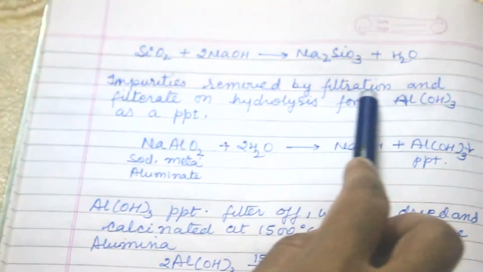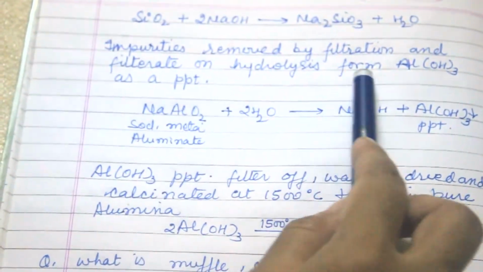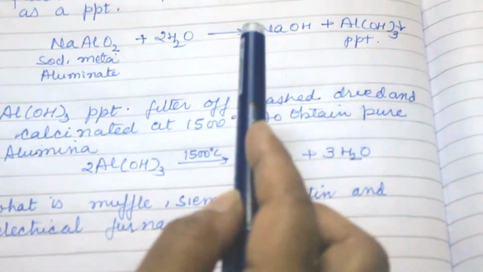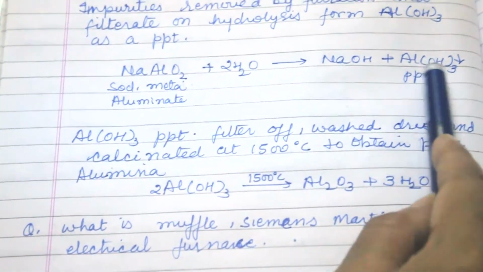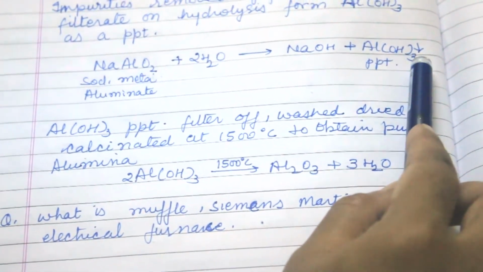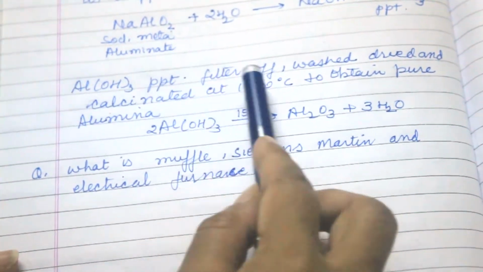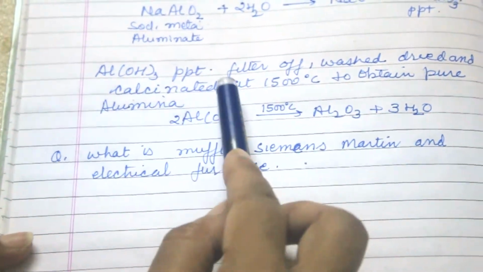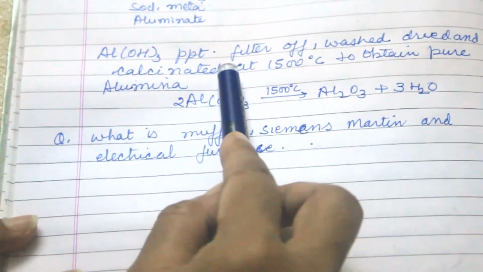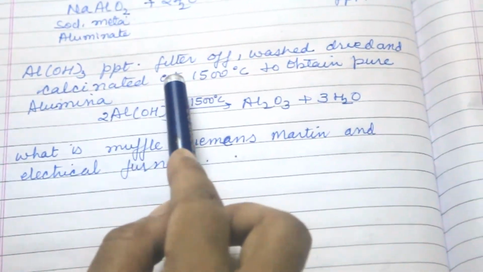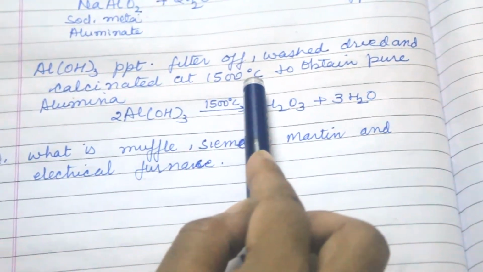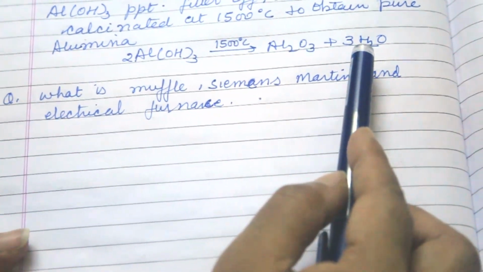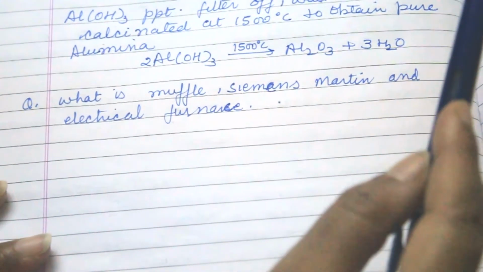These impurities are removed by filtration, and the filtrate on hydrolysis forms Al(OH)3 as a precipitate. This is the sodium meta-aluminate, and when it hydrolyzes it forms Al(OH)3 as a precipitate. Now this precipitate is filtered off, washed, dried, and calcined, that is, heated in the absence of air. Calcination means absence of air, roasting means presence of air. So it is calcined at 1500 degrees centigrade to obtain pure alumina. When treated at 1500 degrees centigrade, pure alumina is formed along with 3 molecules of water.